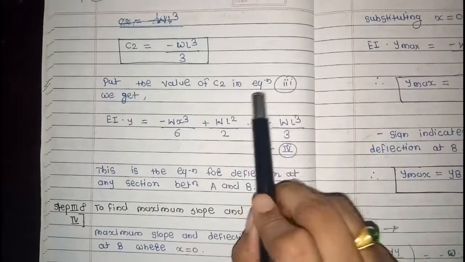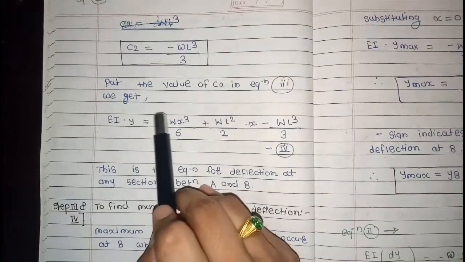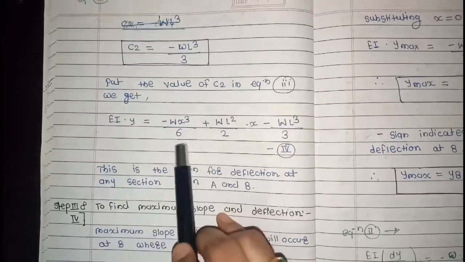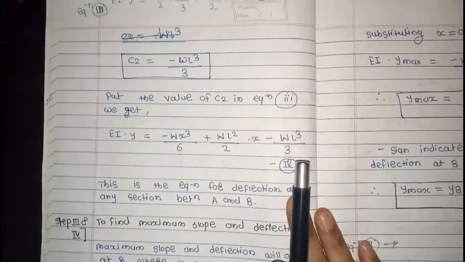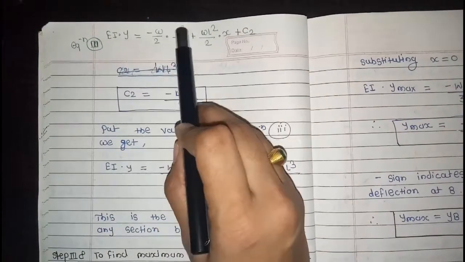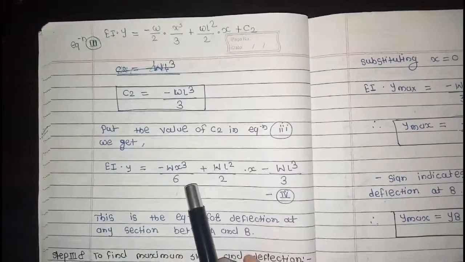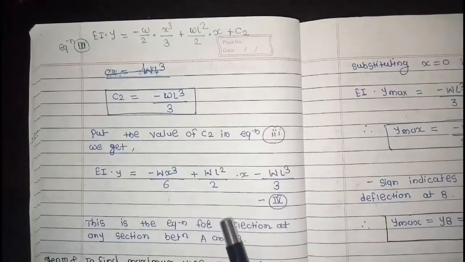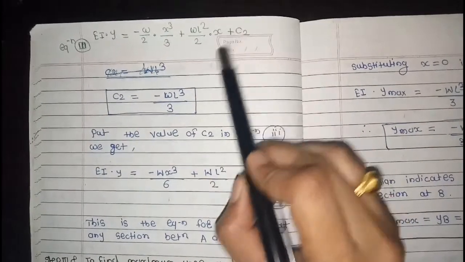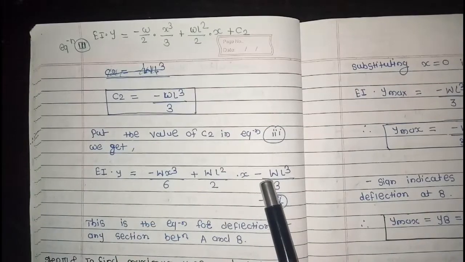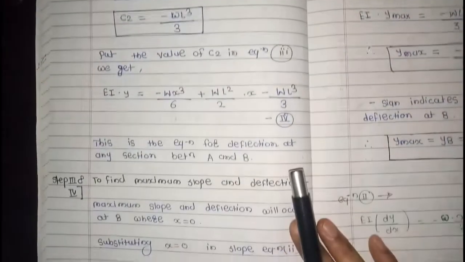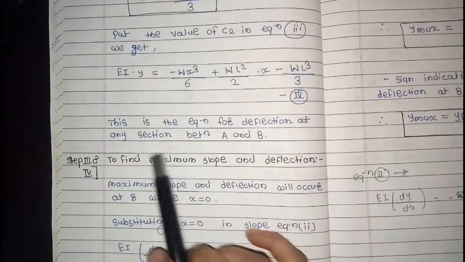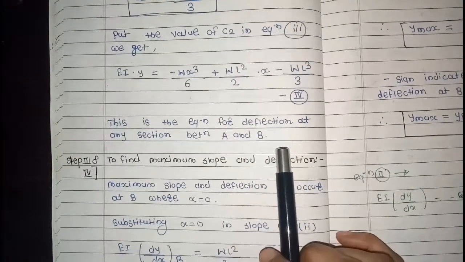Put the value of c2 in equation number 3. We get EI into y is equal to minus W by 2 into x cube by 3, meaning minus Wx cube by 6, plus WL square by 2 into x, minus WL cube by 3. This is equation number 4. This is the equation for deflection at any section between A and B.